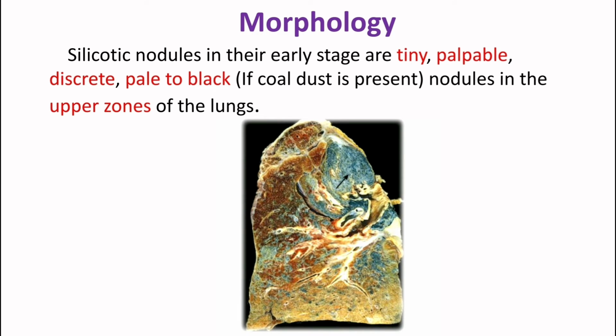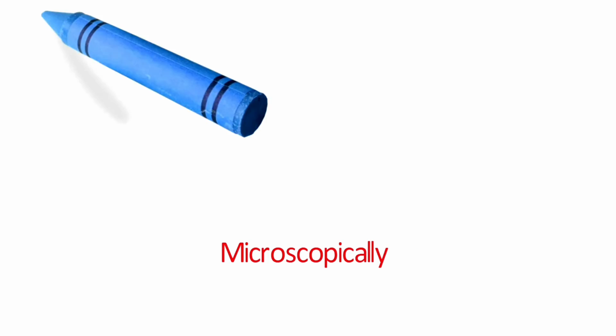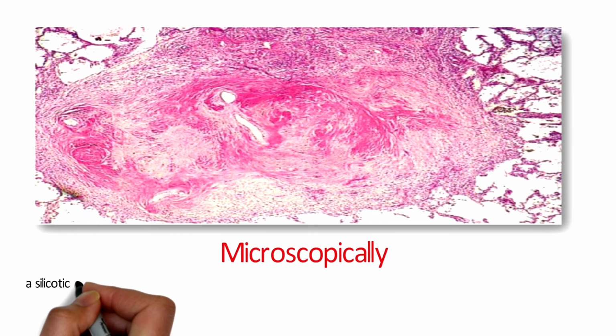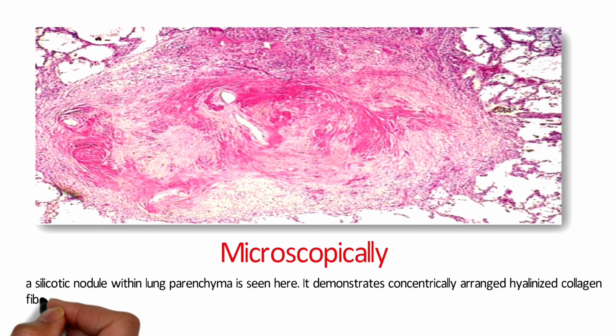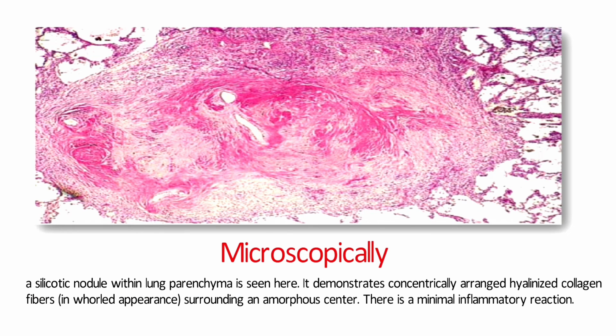Morphology. In cross-section, silicotic nodules in their early stage are tiny, palpable, discrete, and pale to black if coal dust is present, and they are in the upper zones of the lungs, as we see in this picture. Microscopically, a silicotic nodule within lung parenchyma is seen here. It demonstrates concentrically arranged hyalinized collagen fibers in a whorled appearance surrounding an amorphous center, and there is a minimal inflammatory reaction.